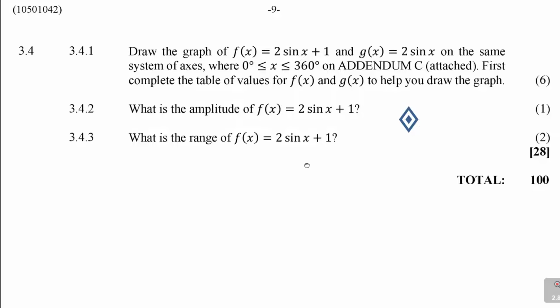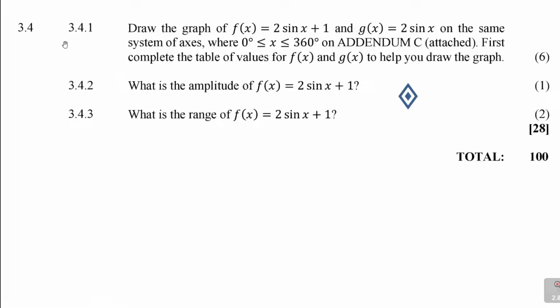Okay, now let's look at the graphs. 3.4.1 says draw the graph of f of x is that and g of x is that on the same system of axes where theta is less than or equal to 0, x is from 0 to 360 on the addendum attached. First complete the table of values of f of x and g of x to help you draw the graph. It's 6 marks, guys.